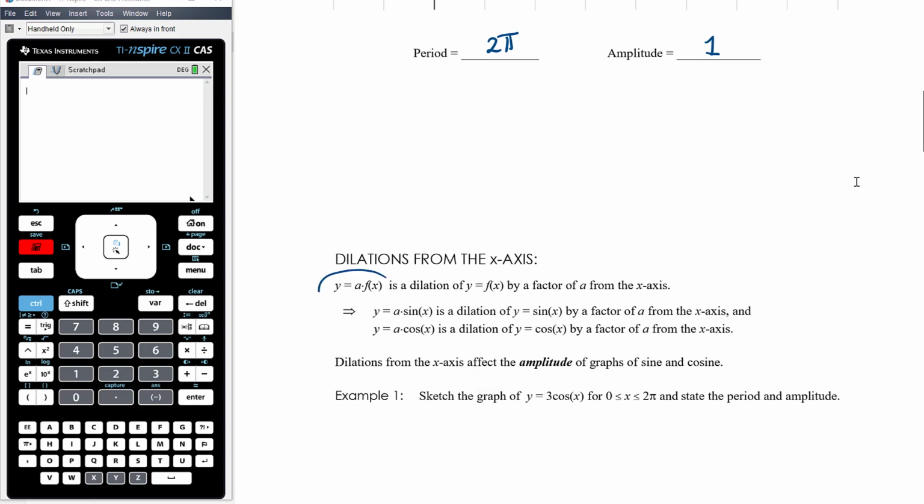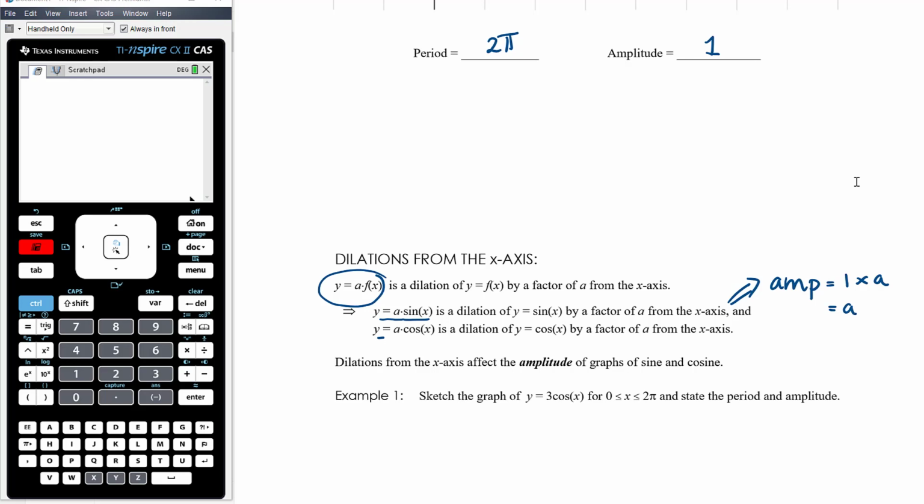So we already know that when we dilate from the x-axis, this is what happens to a function. y equals a times f of x is a dilation of f of x by a factor of a from the x-axis. So that's how we're going to change the amplitude of the function. That means that y equals a times sine of x is a dilation of y equals sine of x by a factor of a from the x-axis. That will give us an amplitude of 1 times a. The amplitude was 1. We're multiplying the y values by a, and so the new amplitude will be a.